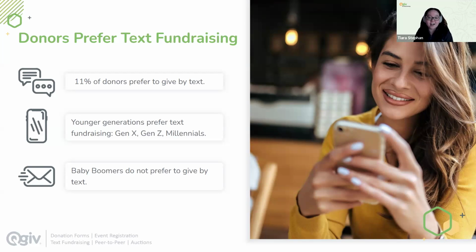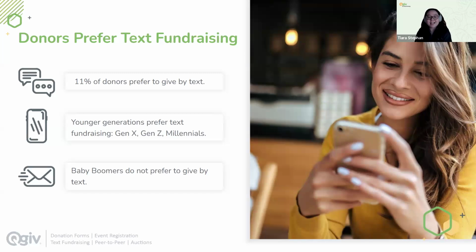We see that the younger generations prefer text fundraising over other channels. In our survey, we found that out of all of the generations, Gen X actually prefers text fundraising the most, then Gen Z, and then millennials. This comes as no surprise since younger generations adopt technology faster. Younger generations also like receiving updates more frequently from the nonprofits they donate to versus older generations, making outbound text an easy way to keep them engaged.